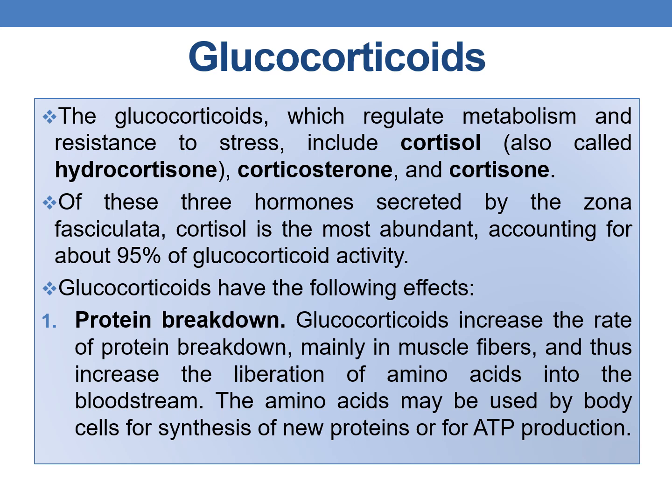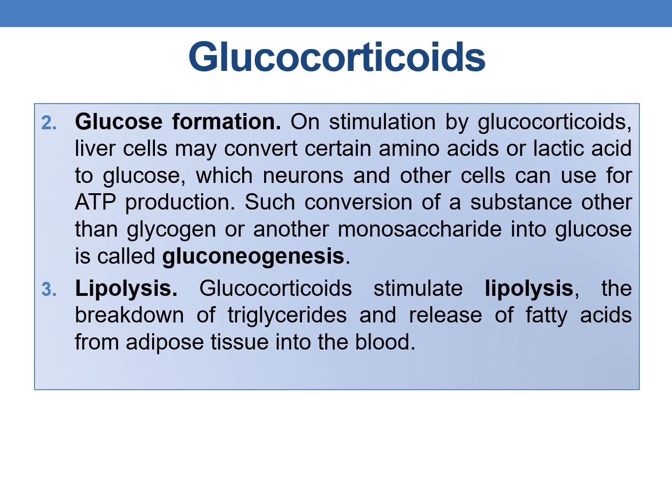The first is protein breakdown. Glucocorticoids increase the rate of protein breakdown mainly in the muscle fibers and thus increase the liberation of amino acids into the bloodstream. These amino acids may be used by body cells for synthesis of new proteins or for ATP production. The next is glucose formation.